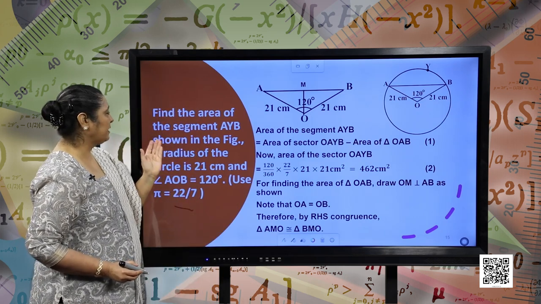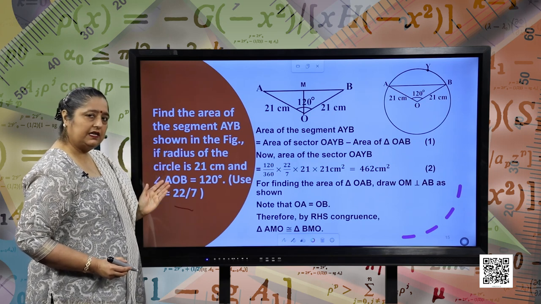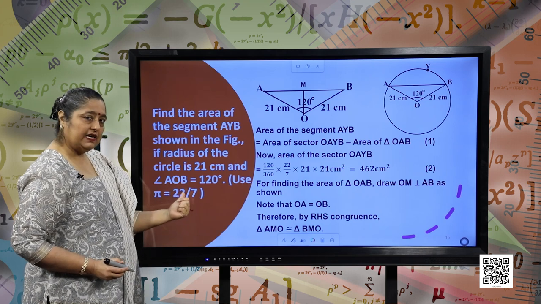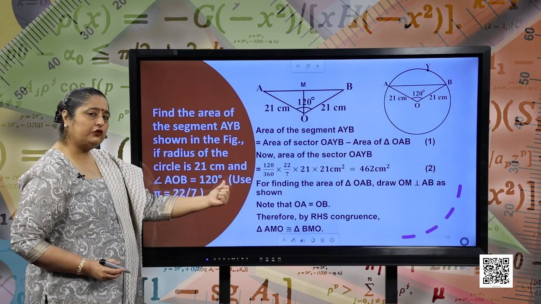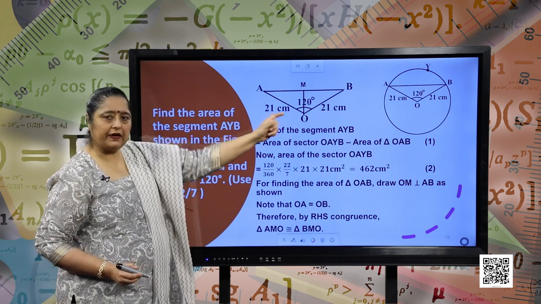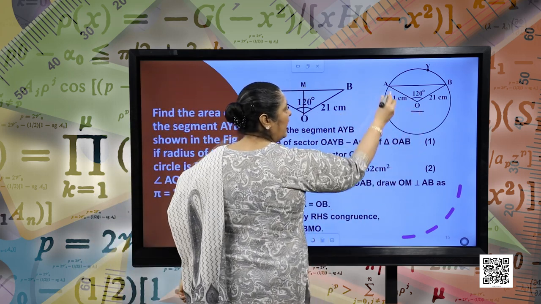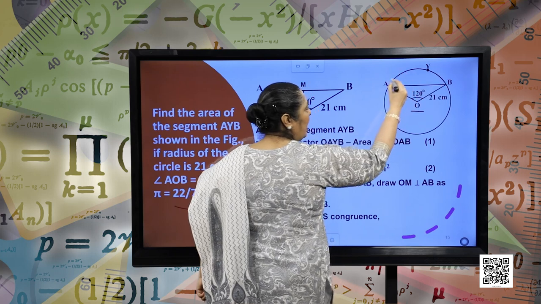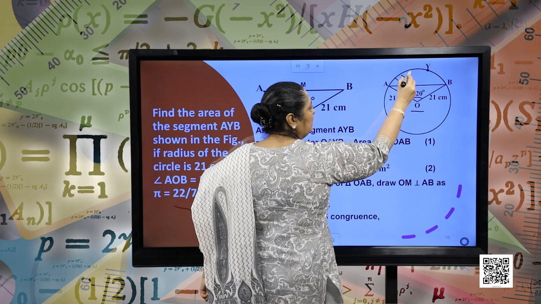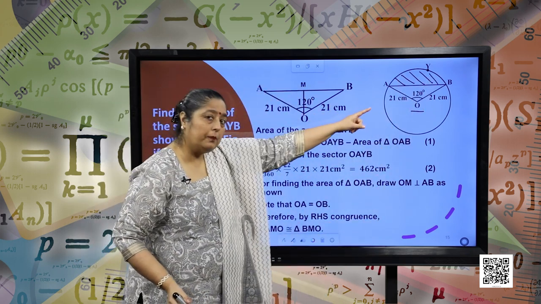Find the area of the segment AYB shown in the figure if the radius of the circle is 21 centimeter and angle AOB is 120 degree. We need to use pi as 22 by 7. So, this is the figure. We have a circle with center O and AOBY, this is a sector, AYB is the segment, and the triangle is AOB.